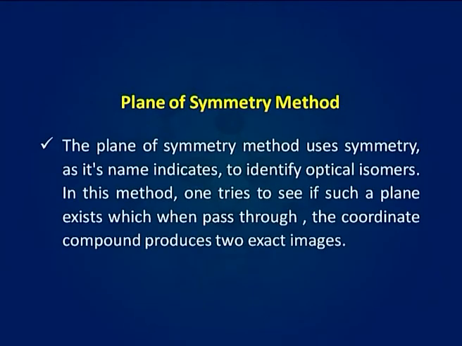Symmetry refers to when an object looks exactly the same when sliced in a certain direction with a plane. The plane of symmetry method uses symmetry, as its name indicates, to identify optical isomers. In this method, one tries to see if such a plane exists, which when passed through the coordinate compound produces two exact images. In other words, one looks for the existence of a plane of symmetry within the coordinate compound.